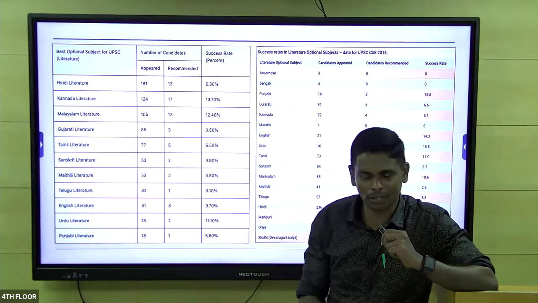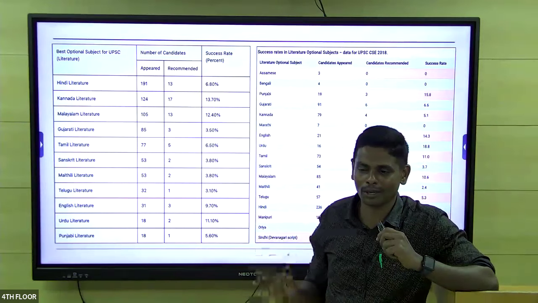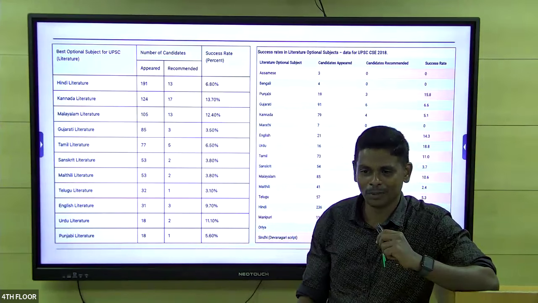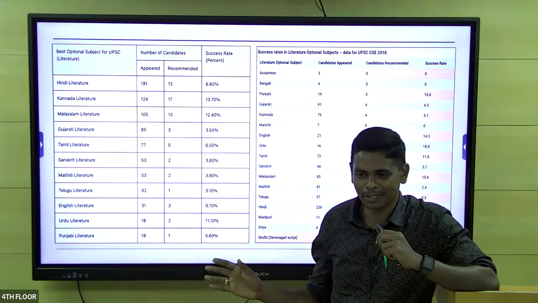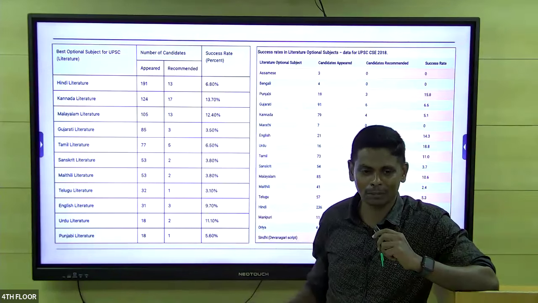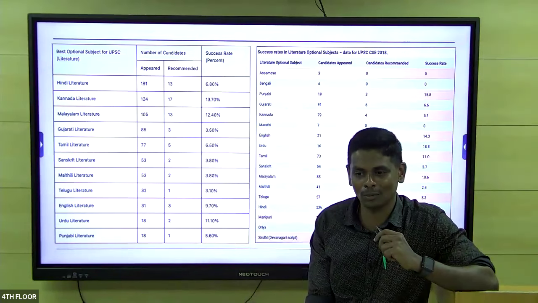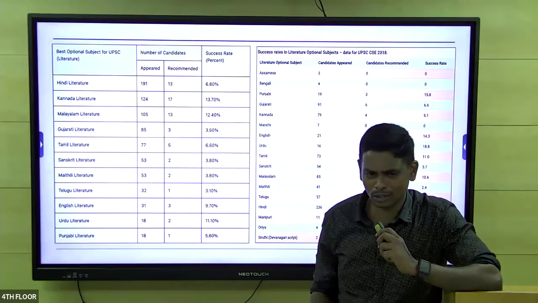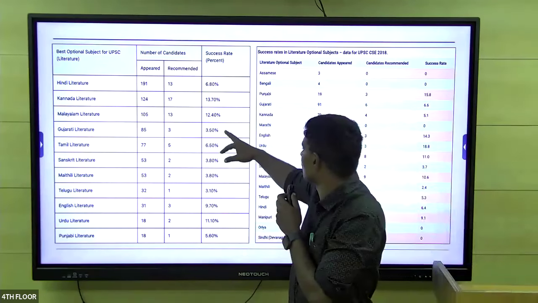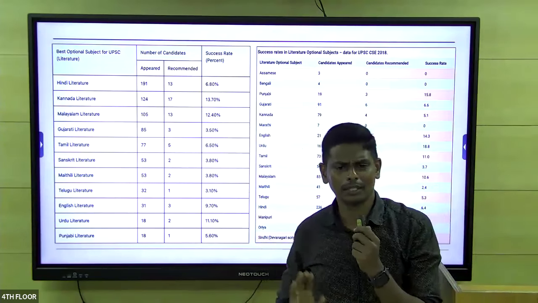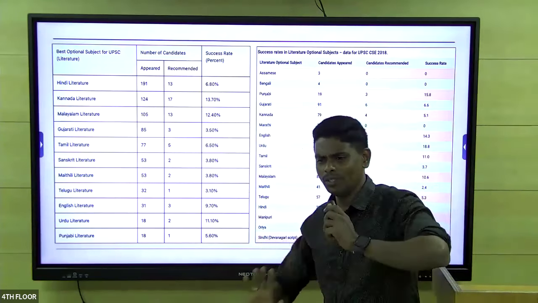Almost all optionals, there are optionals where it will all of a sudden go to zero, which means that from that optional nobody cleared. There are optionals that will go to 3%; this year 16, next year 6%. So the English literature optional hasn't gone down. The lowest that English literature has come down to is 9.7, which is 10%. A 10% strike rate is always there.